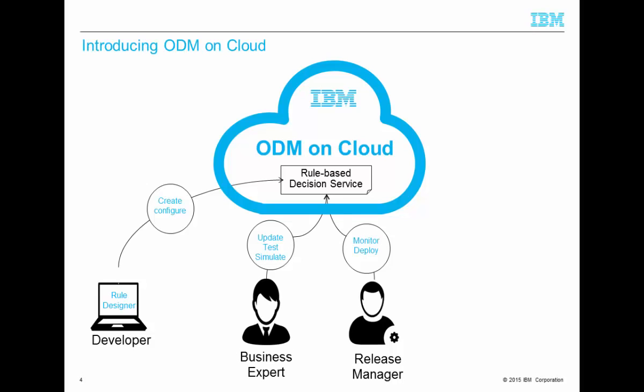So the business expert in charge of maintaining the business policies will have access to all the rules. They are able to update them, view them, test them, do some simulation, define their own testing and simulation suites, and validating all that change. ODM on Cloud also provides some predefined governance services with the decision governance framework that comes out of the box with the service.